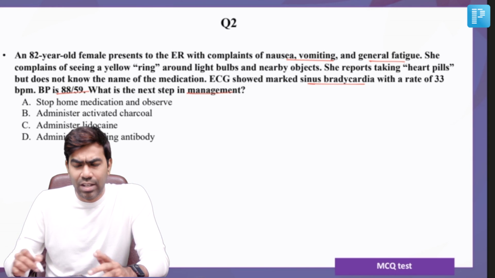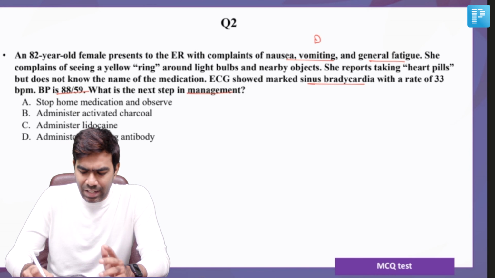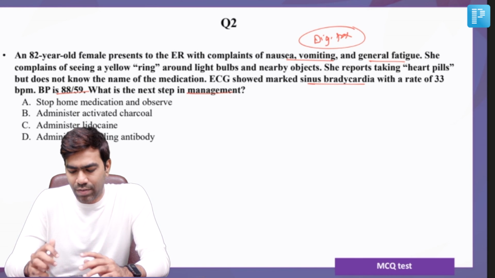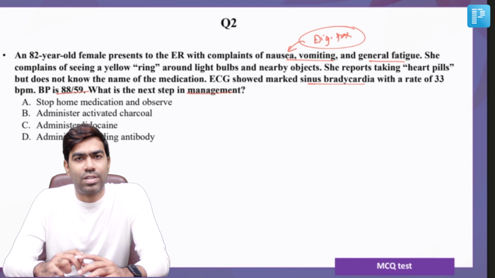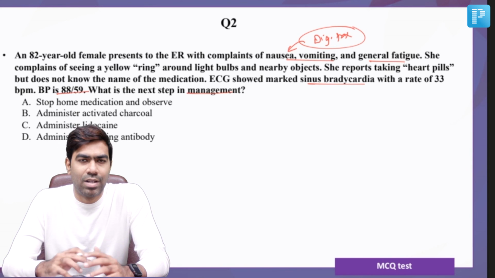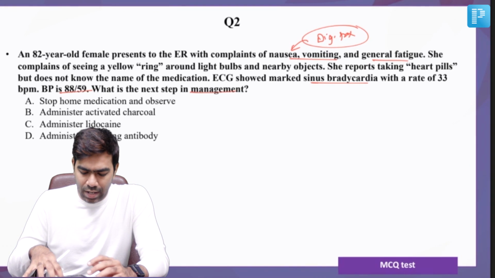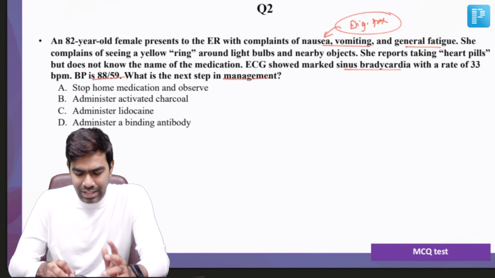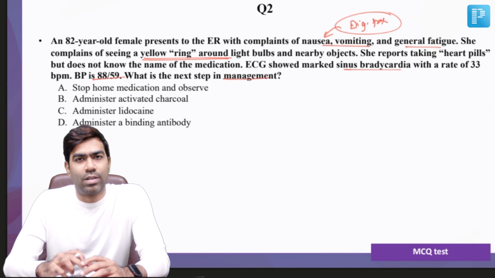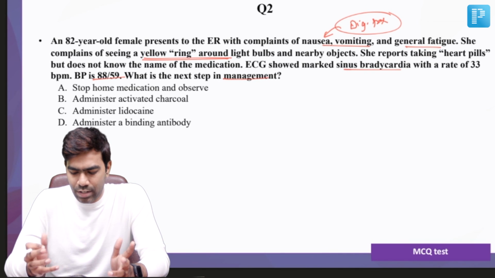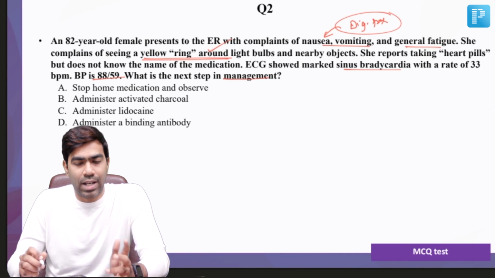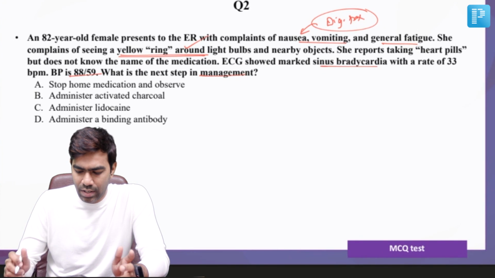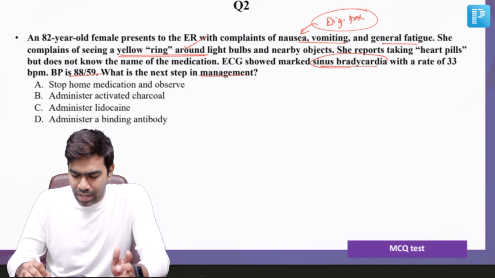So as the question implies, it's clearly a case of digitalis toxicity. There is absolutely no doubt about that. In fact, one of the first and earliest signs of digitalis toxicity is nausea and vomiting plus or minus generalized fatigue. And here they have given a classic history of xanthopsia. That yellowish discoloration of the vision is very classic and it's been given in this question as well. And ECG showing marked sinus bradycardia.